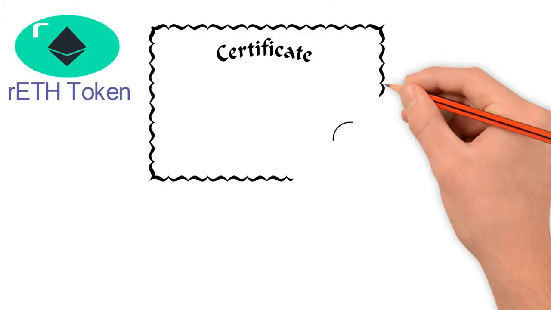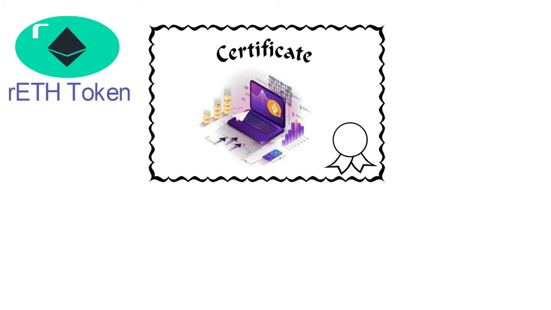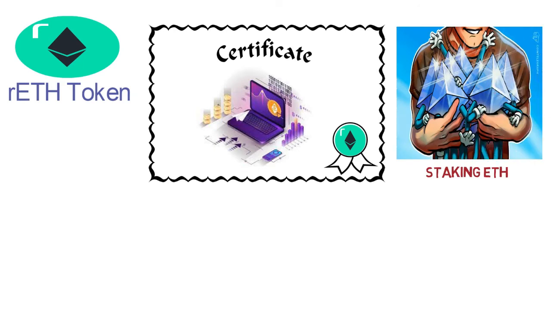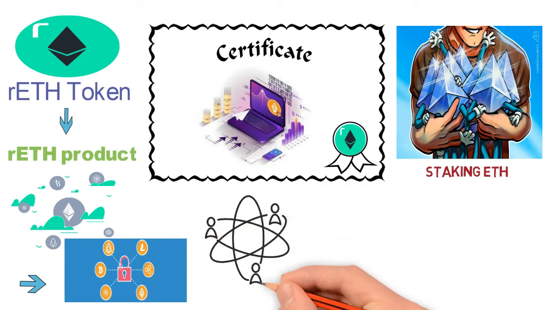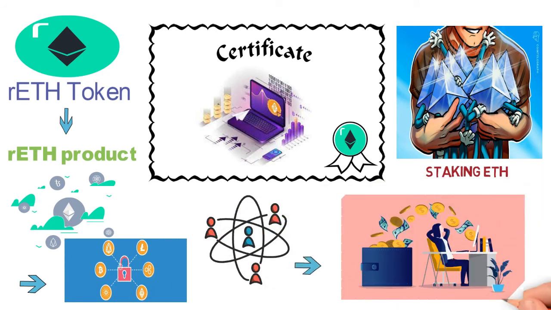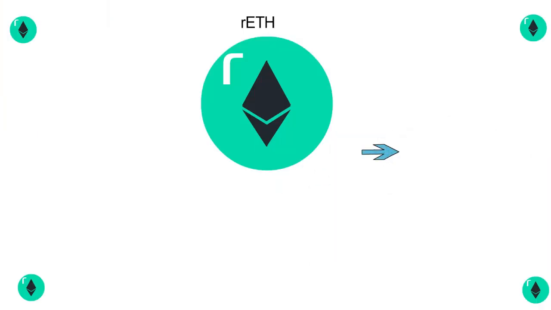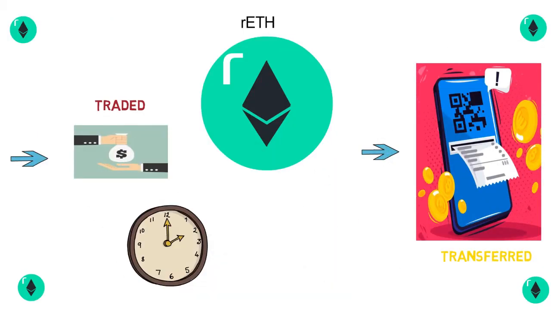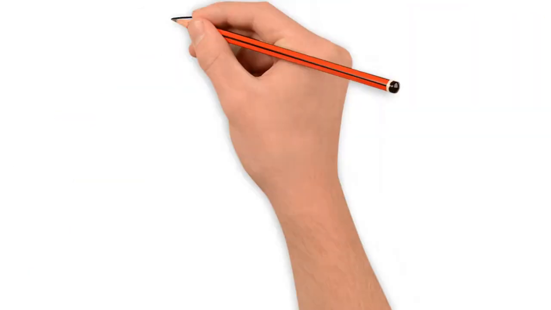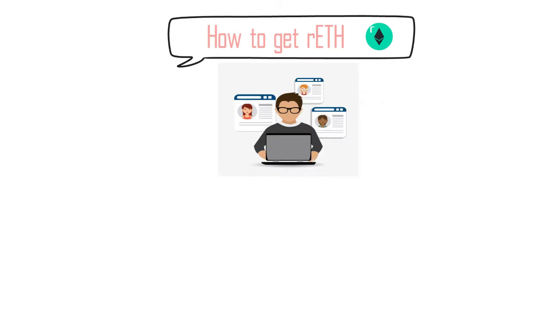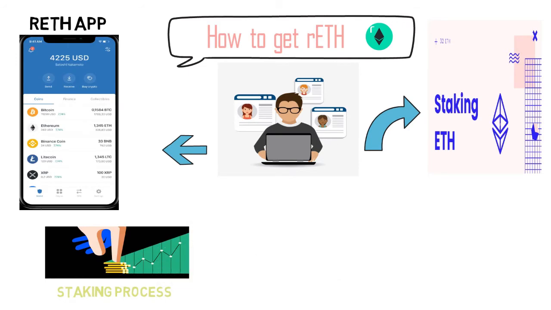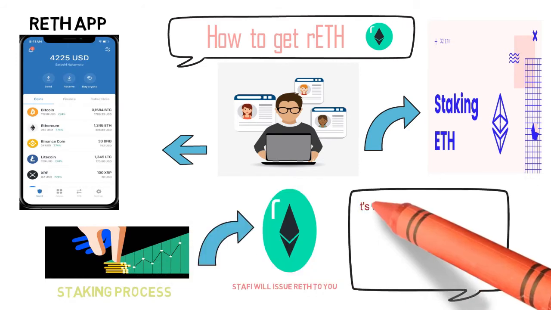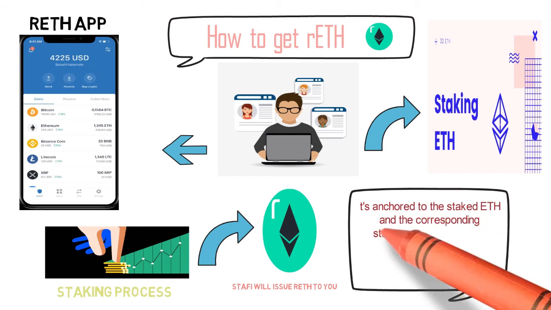rETH token. rETH token is a staking asset redemption certificate issued by Stafi to users when they stake ETH through Stafi rETH product. rETH tokens are anchored to the ETH assets staked by users and the corresponding staking income. rETH tokens can be transferred and traded at any time as per the user's convenience. How to get rETH? Users could stake ETH through rETH app. When you finish the staking process, Stafi will issue rETH to you. It's anchored to the staked ETH and the corresponding staking reward.